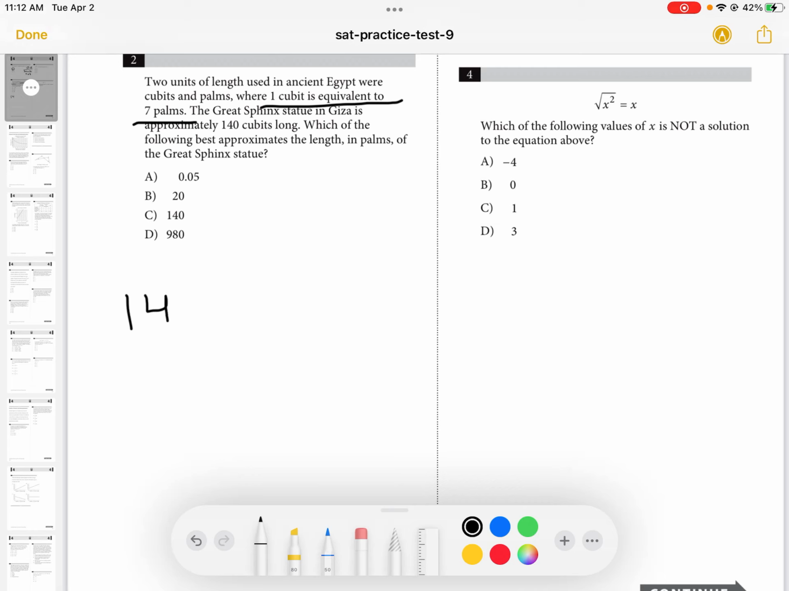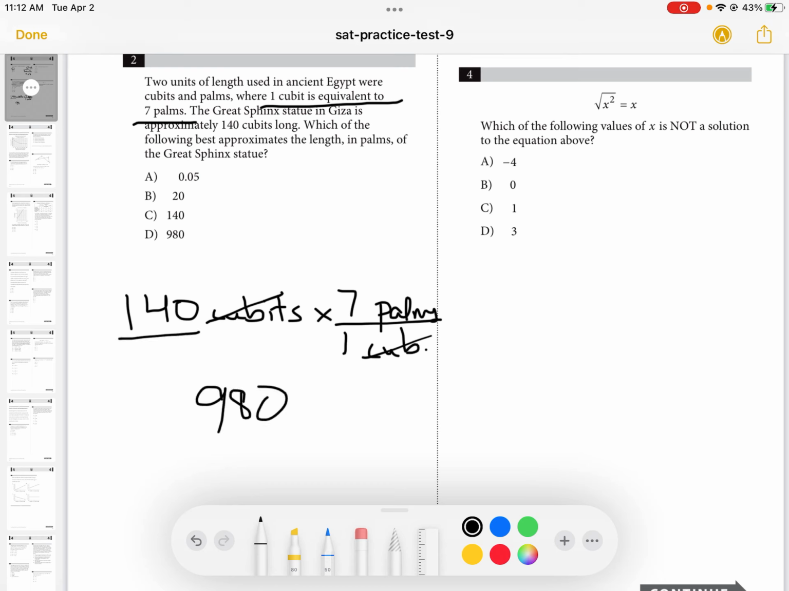so we want to convert from cubits to palms. So we have 140 cubits times some number of palms over some number of cubits as our conversion factor. Well, here in the underlined portion of the problem, we know that 1 cubit is equal to 7 palms. So that's our conversion factor. Now the cubits cancel out. We have 140 times 7 palms, which is 980 palms. And that's our answer. Now on to question number 3.